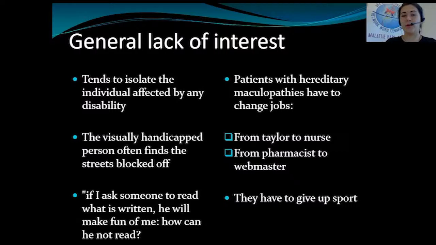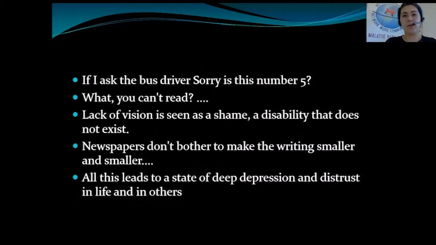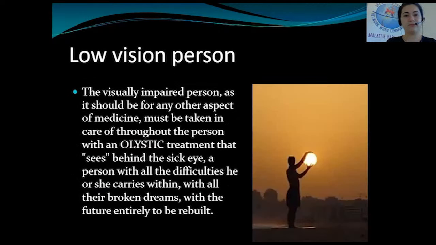Patients with hereditary maculopathies have to change jobs. For example, from tailor to nurse, from pharmacist to webmaster, because they have to do jobs with less precision. And they have to give up sport, as we already said. Very frequent episodes happen when they cannot read a bus number, or when they cannot read newspapers, which don't bother to make the writing smaller and smaller. And all this leads to a state of deep depression and distrust in life and in others.